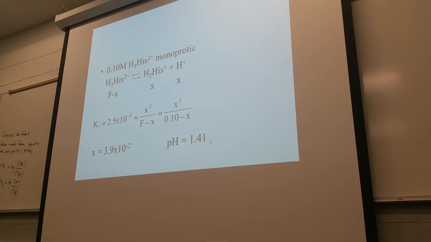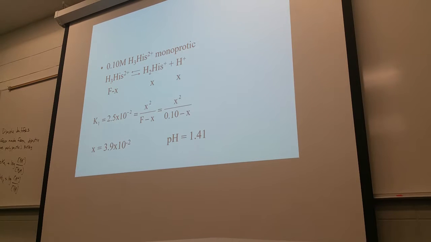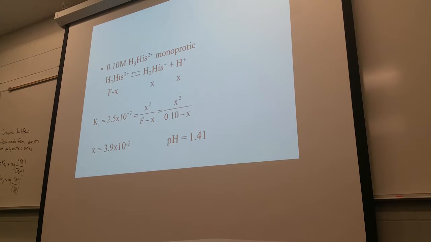But again, it's just a monoprotic system, so it's really nothing brand new. Sometimes it leads to the quadratic, sometimes it doesn't. On a test day, you would definitely make the assumption that F is greater than x. So this really becomes Ka1 times F equals x squared, and that's a simple calculation.